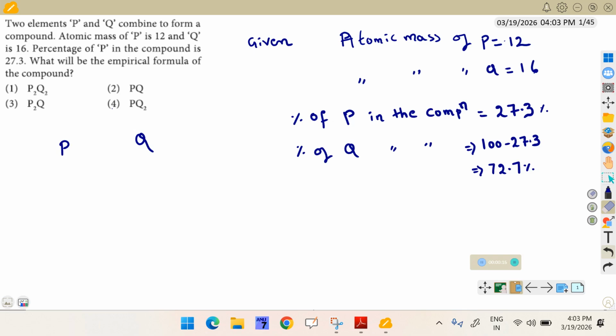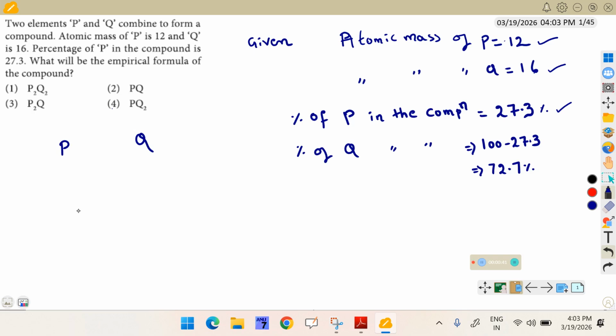The first question: two elements P and Q combine to form a compound. Atomic mass of P is 12 and atomic mass of Q is 16. Percentage of P is given as 27.3. So percentage of Q is 100 minus 27.3, that is equal to 72.7.